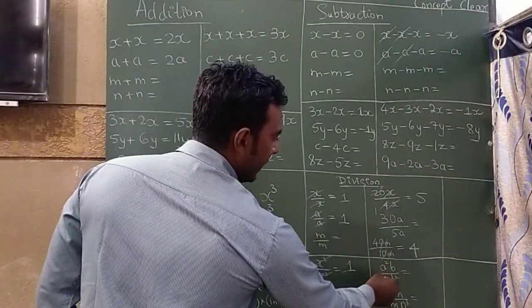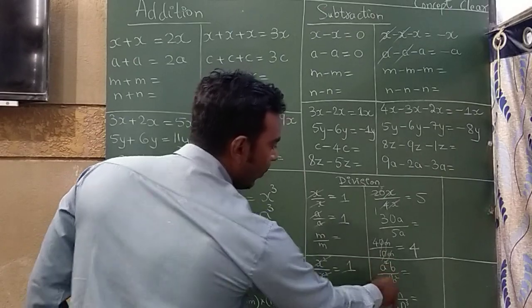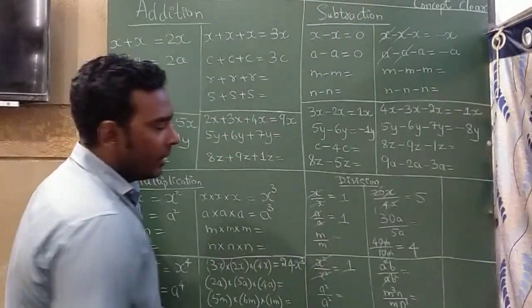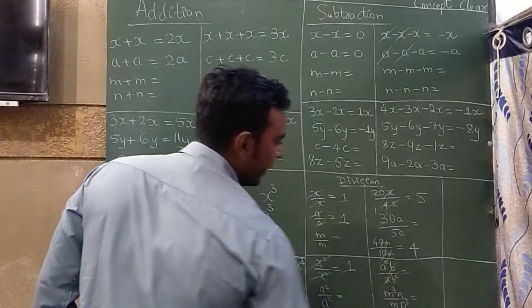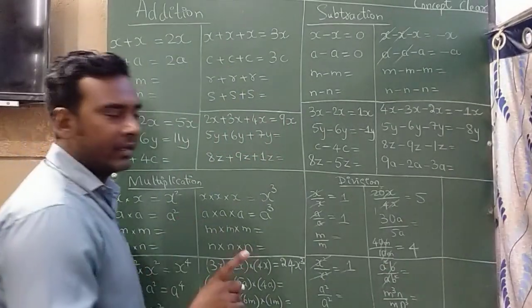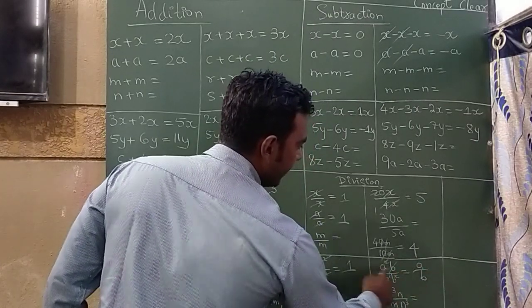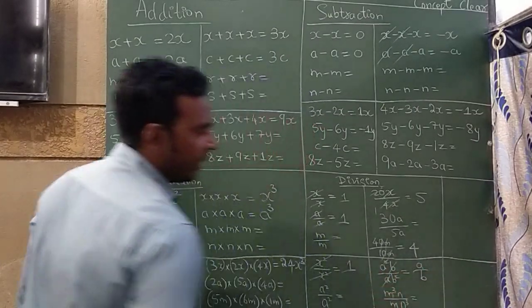Now a square b divided by a b square. 1a gets cancelled. 1a is still remaining in the numerator part. And here b and 1b get cancelled. 1b is remaining in the denominator part. So it is a by b. In the numerator a is remaining. In the denominator b is remaining.